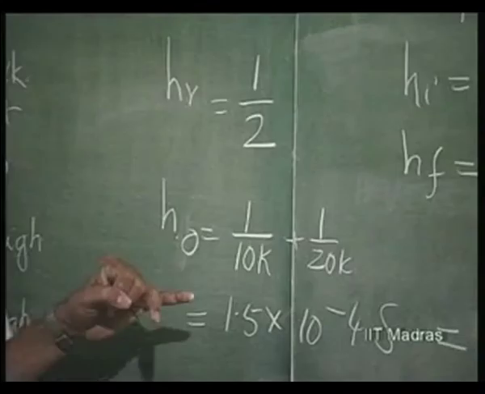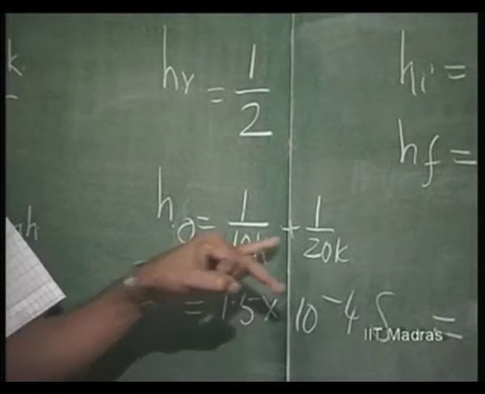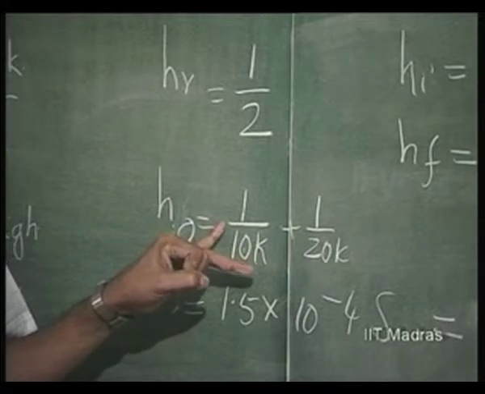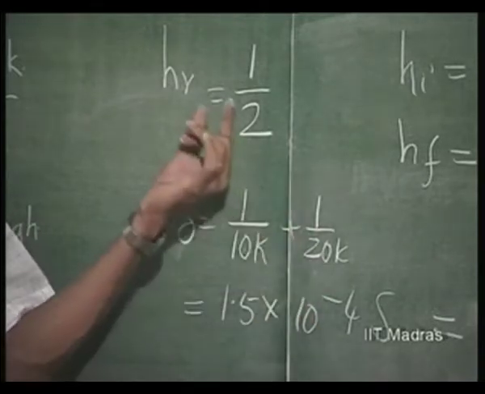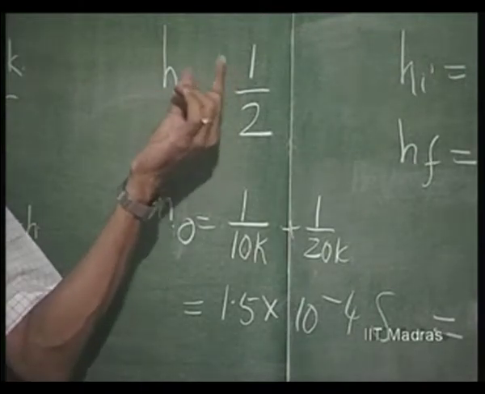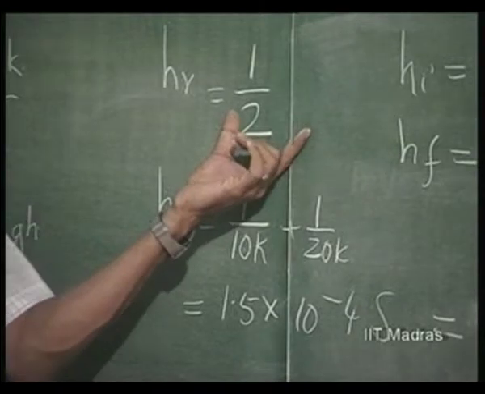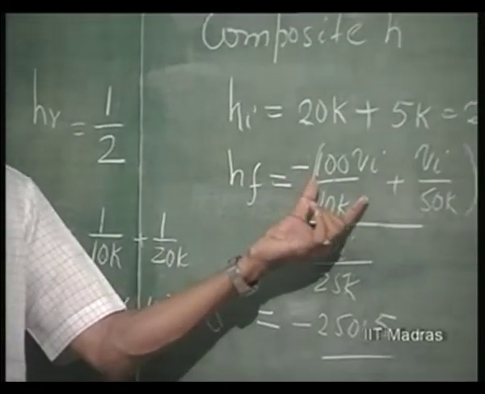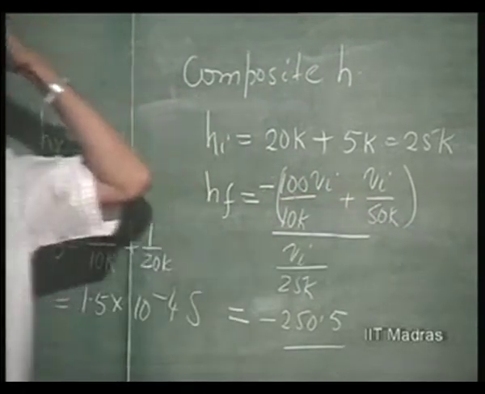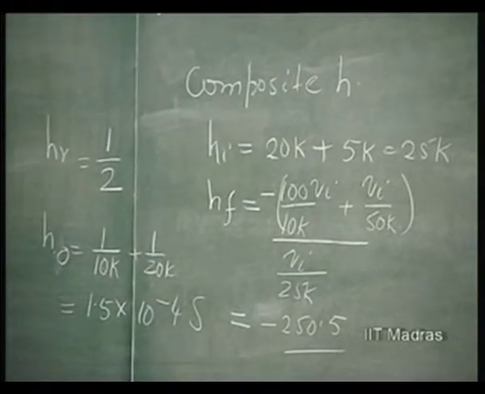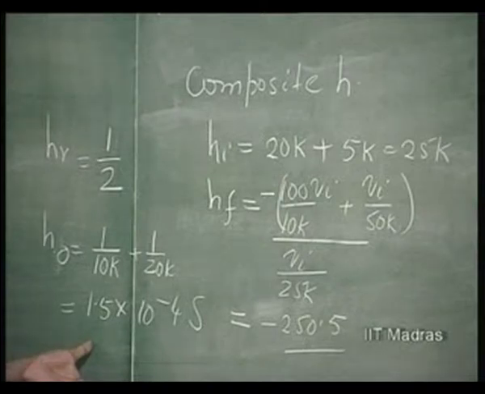Now, again note one thing: the H naught of the composite structure is H naught of the amplifier plus H naught of the feedback network. H naught of the amplifier is 1 over 10 K, H naught of the feedback network is 1 over 20 K. So, these things are simply adding. Similarly, HR of the composite network is HR of the amplifier, which was 0, plus HR of the feedback network, which is half. Again, HF of the composite network is nothing but HF of the amplifier plus HF of the feedback network. So, all the H parameters simply add. If you know the H parameters of the amplifier and the H parameters of the feedback network, you can simply add these to get the composite H parameters. You do not have to do it by definitions.